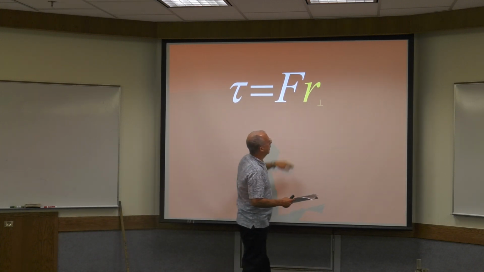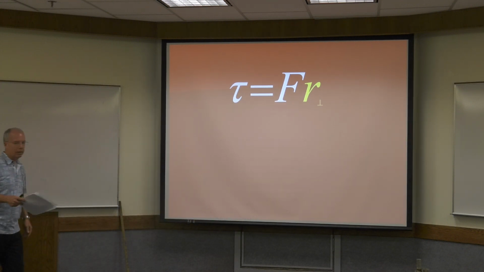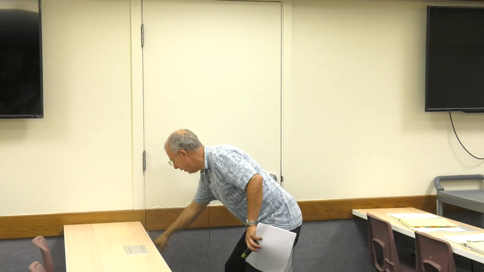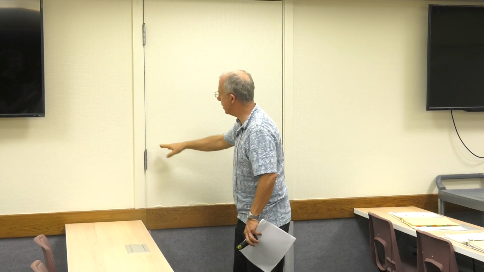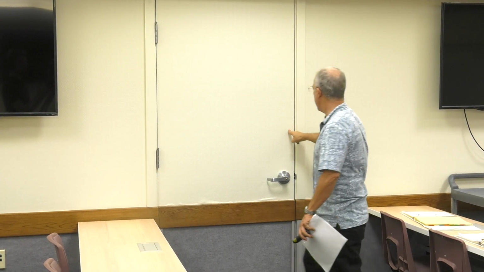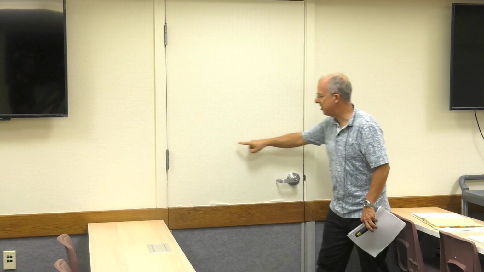So r perpendicular is the perpendicular distance. So here's the rotation axis, right? So r perp is the perpendicular distance from the axis to where you applied the force. So here's the axis. Here's where I applied the force. Perpendicular distance from the axis to where you applied the force. So this distance is r perp.